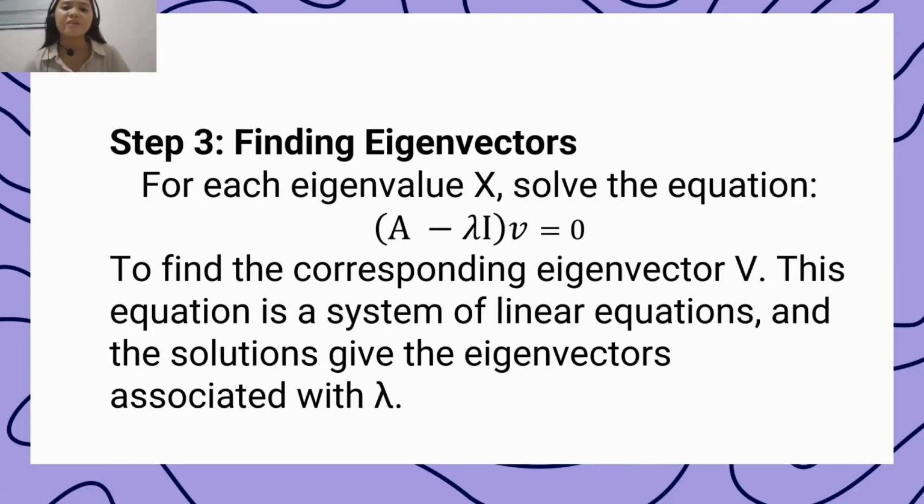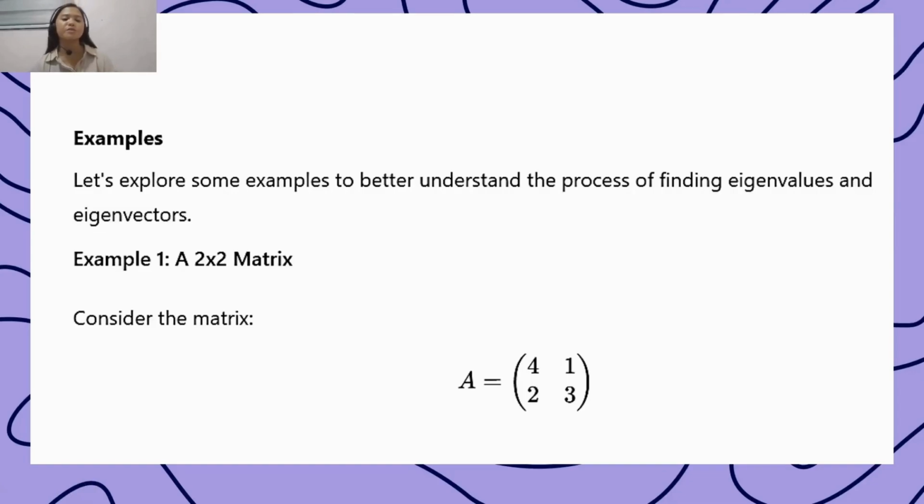Step 3. Finding eigenvectors. For each eigenvalue lambda, solve the equation to find the corresponding eigenvector, which is the v. This equation is a system of linear equations, and the solutions give the eigenvectors associated with lambda. Examples. So let's explore some examples to better understand the process of finding eigenvalues and eigenvectors.